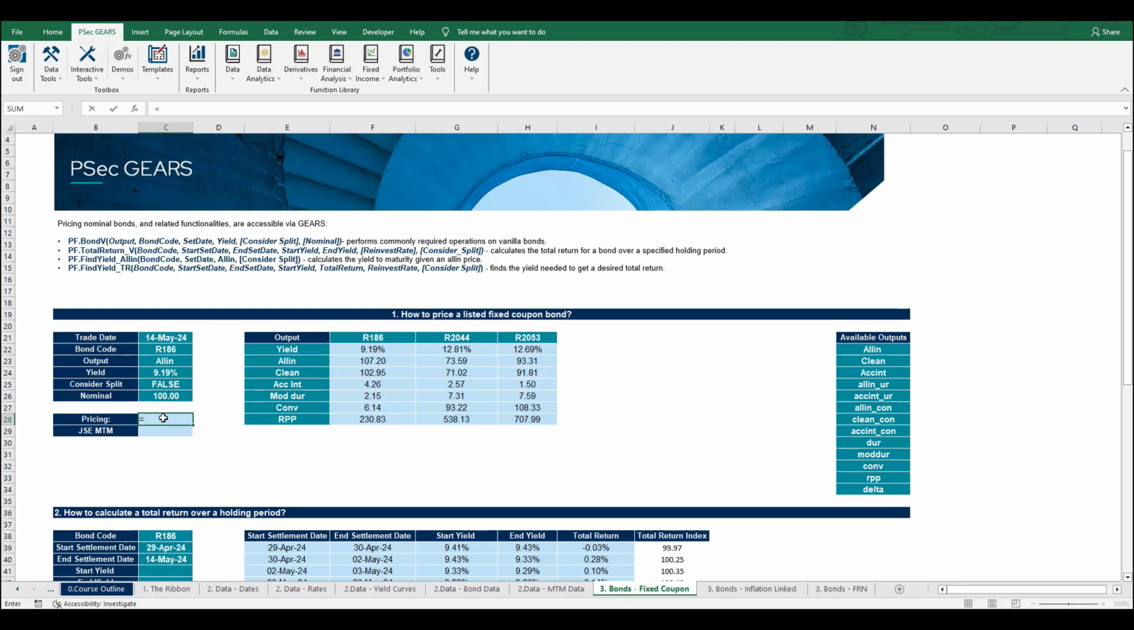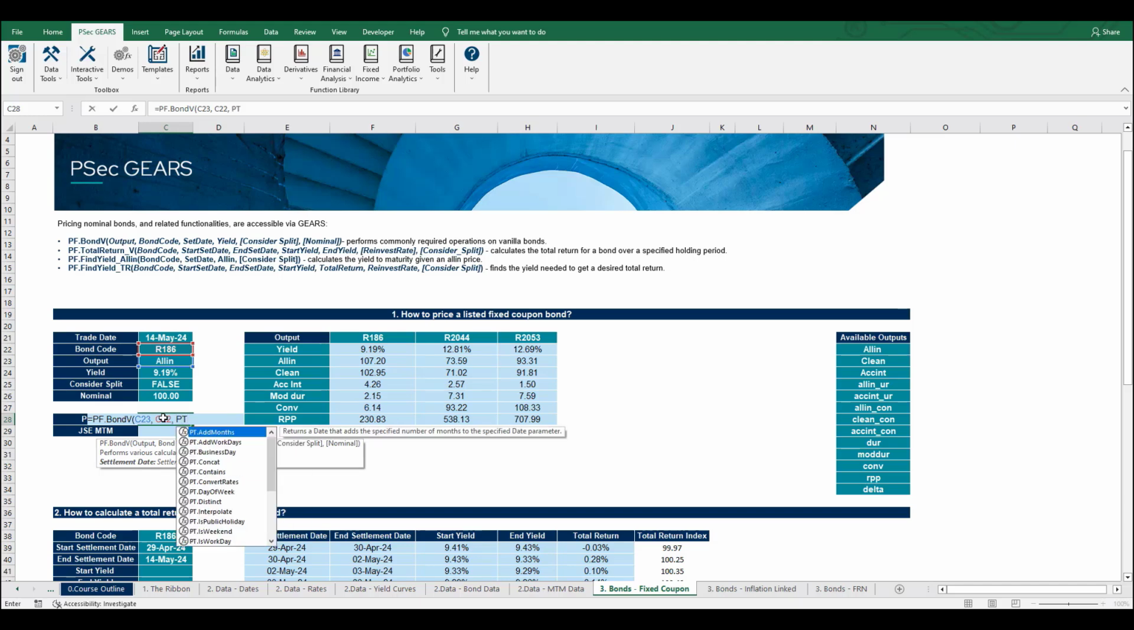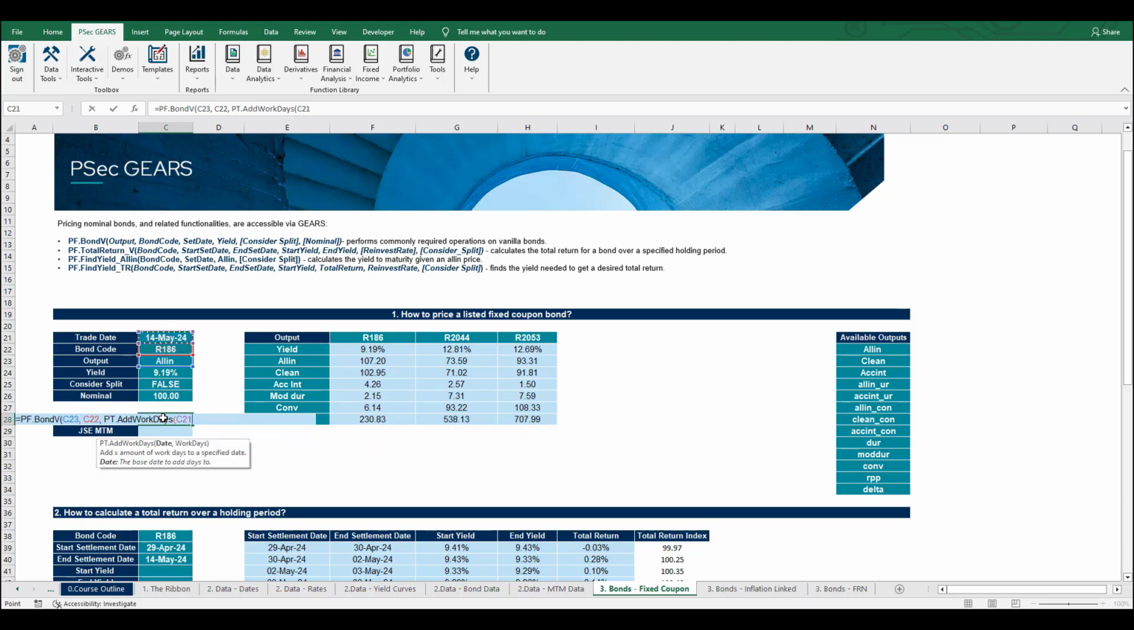And then coming to the actual function, this is the pf.bond_v, v standing for vanilla or nominal. Here we're specifying the output, the bond code, and the settlement date, which from the trade date will be just having to add the work days. So we're coming here for the trade date, we're adding 3 days. For the yield, we're using the yield where it traded yesterday. And then consider split is going to be false, and the nominal is going to be 100, which doesn't matter for getting the all-in price.